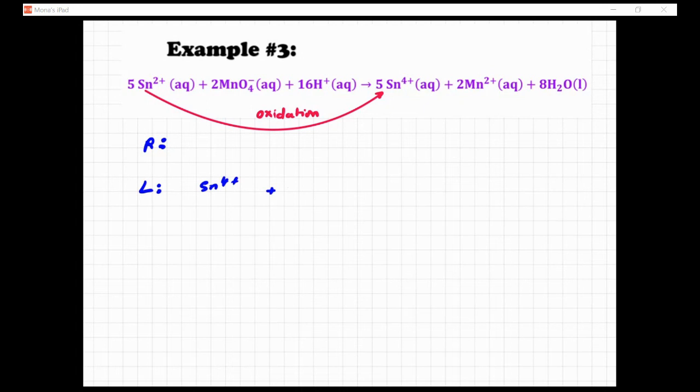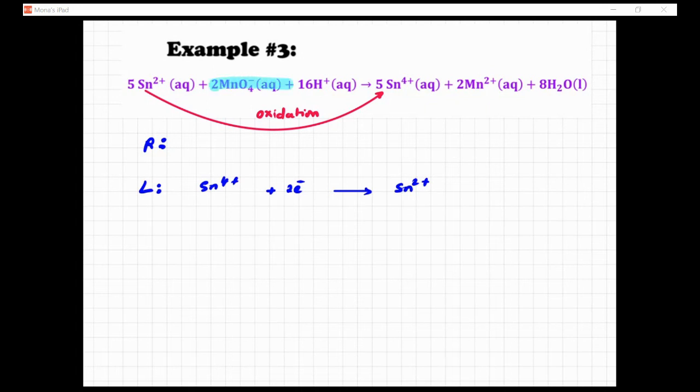reduction. So Sn4+ is giving me Sn2+, right? That is the reduction half reaction, which was actually truly oxidation, but we are flipping anyway. Now what about the reduction?